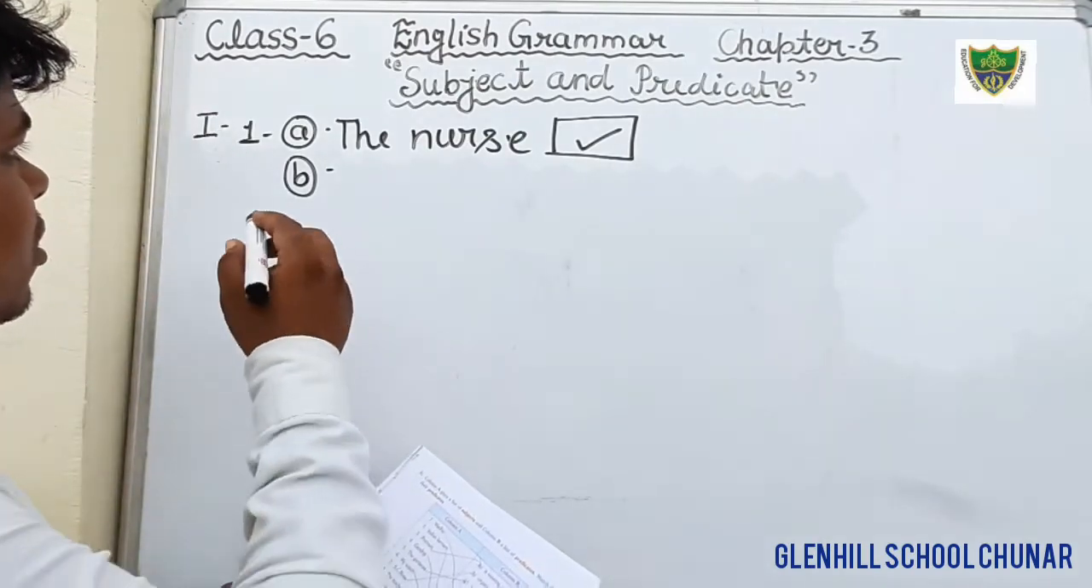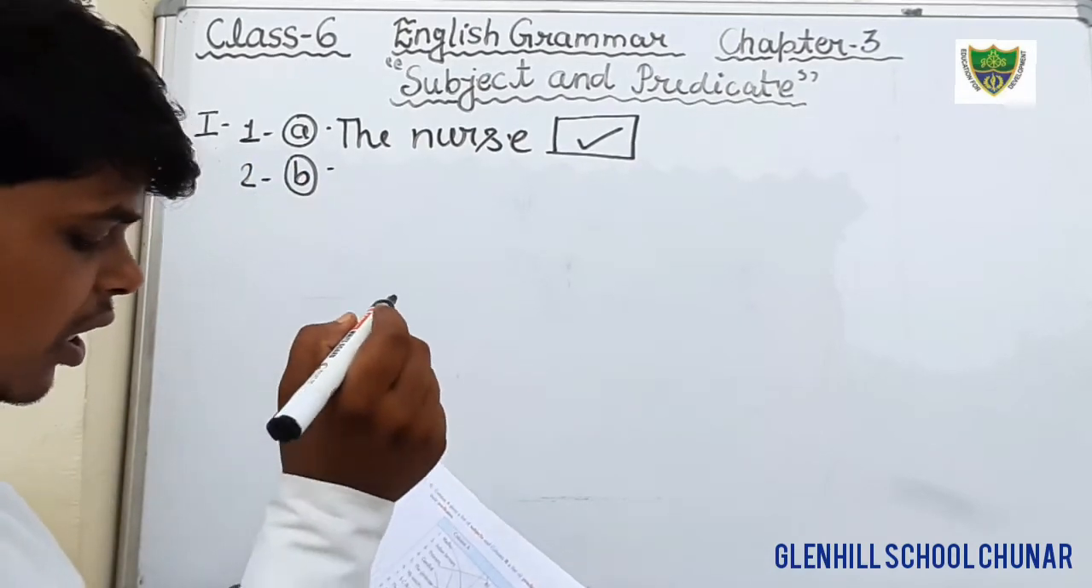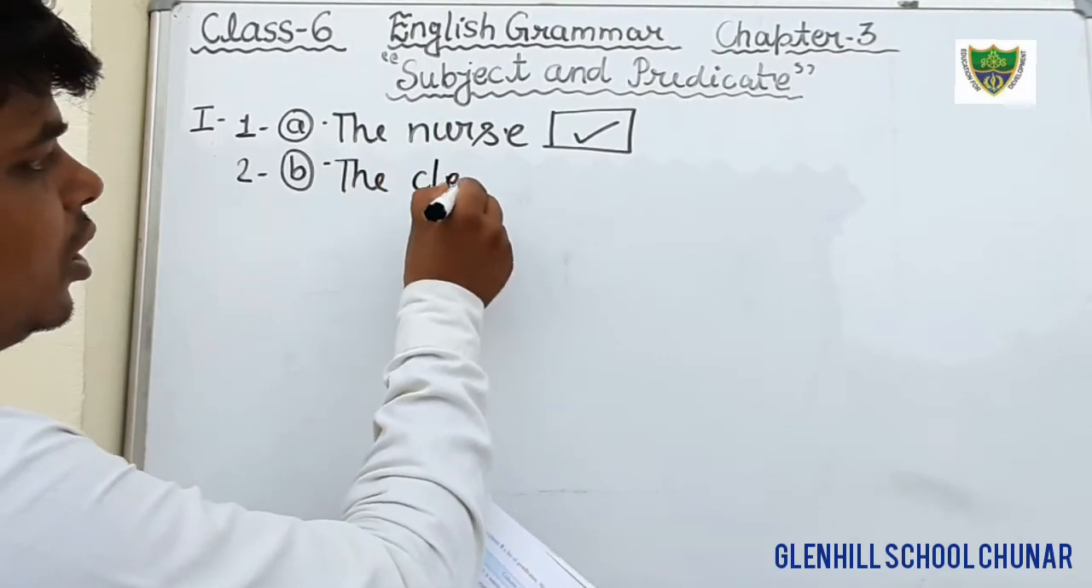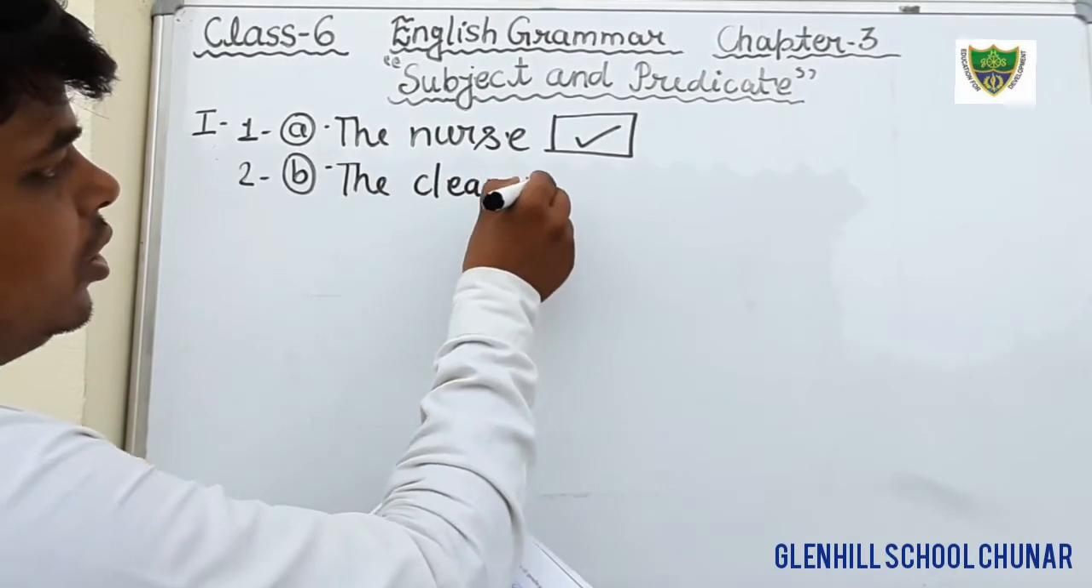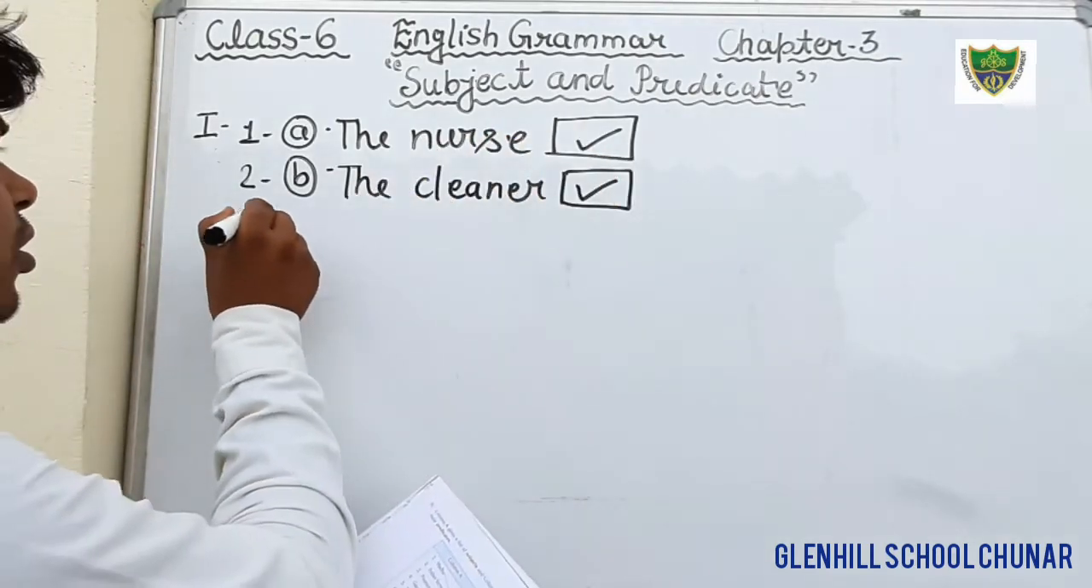Question number second, option number B is correct. The cleaner. C-L-E-A-N-E-R. The cleaner is the correct option. In front of that you will tick. Question number 3.